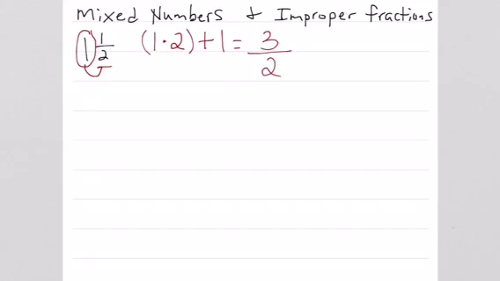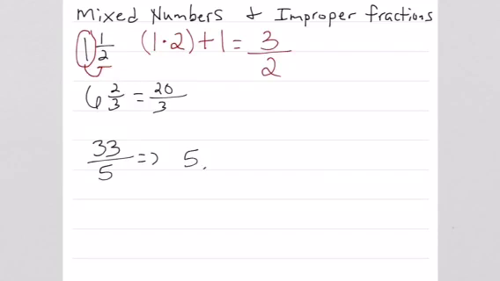Okay, so let's try one more of these. So let's say we have 6 and 2/3. So again, we're just going to multiply. 6 times 3 is 18, plus the numerator is 20, keeping our denominator the same, and we get 20 over 3. All right, in order to go from improper fraction back to a mixed number, we just divide the two numbers. So let's say we want to take 33 over 5, and we want to turn that back into a mixed number. So we're just going to divide here.